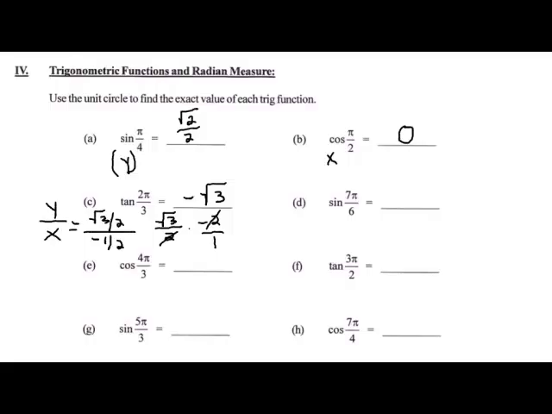For part D, we have the sine of 7 pi over 6. Again, sine is our y value. So if you flip to your unit circle, find 7 pi over 6. You should notice it's at 210 degrees. Again, we're looking at our y value, which is -1/2. So sine of 7 pi over 6 is -1/2.